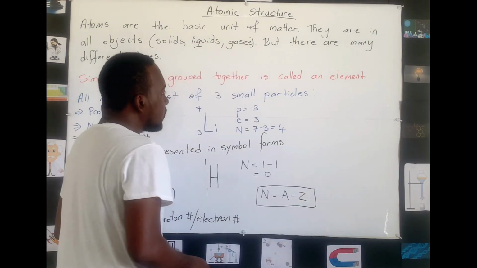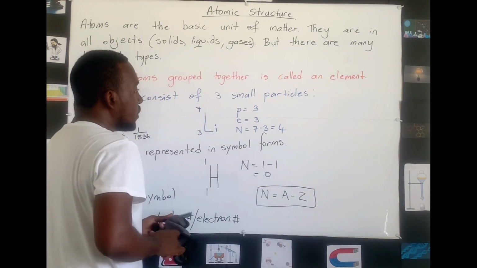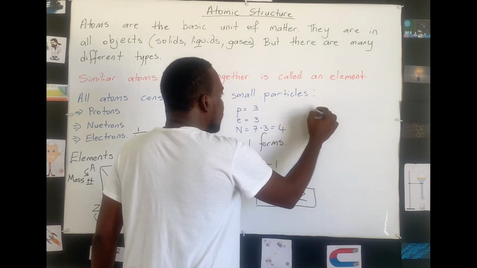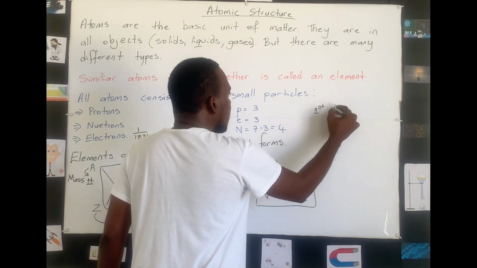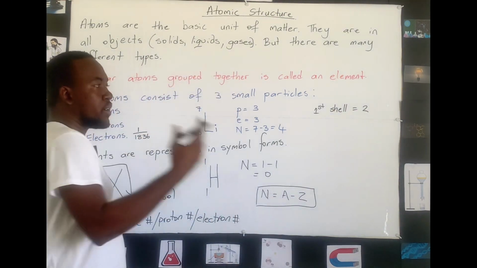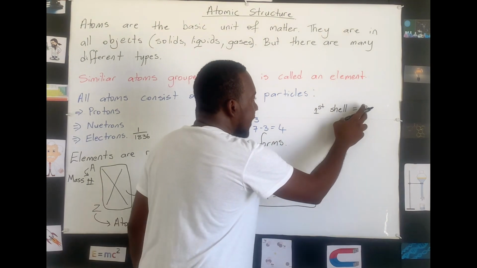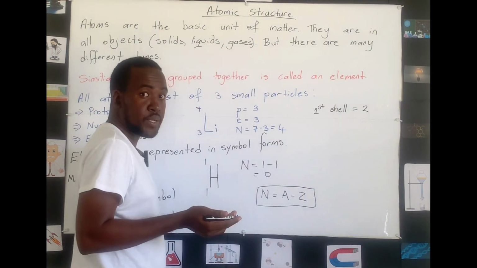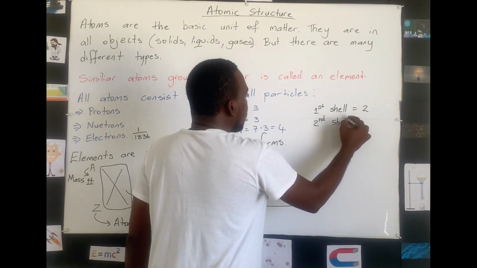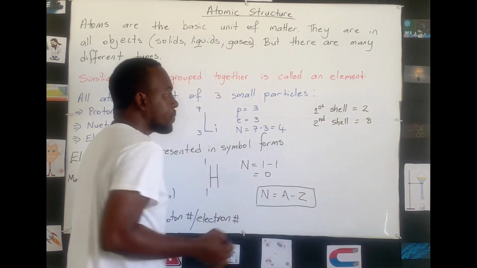Now, the importance of these shells is that it tells us how many electrons each shell holds. So the first shell can hold a maximum of 2. So before we go to the second shell, we have to ensure that at least 2 is present. And our second shell holds a maximum of 8.